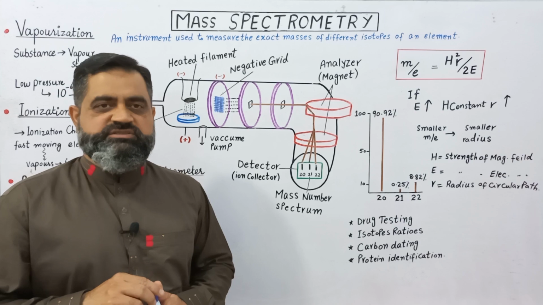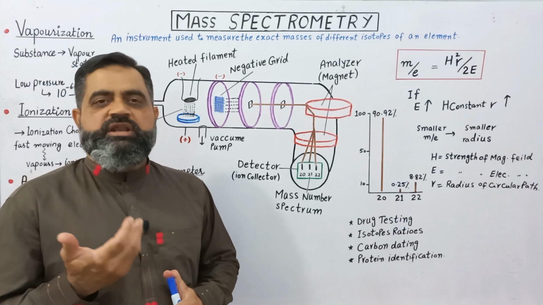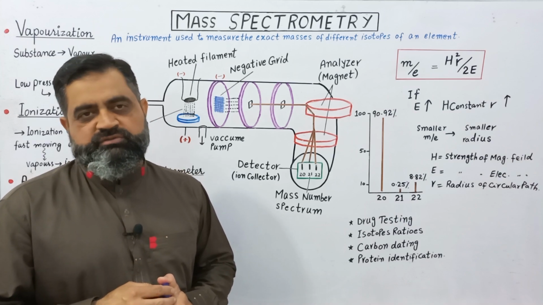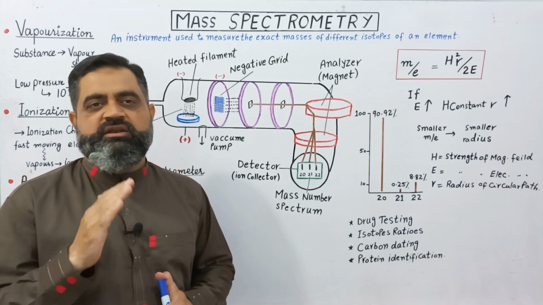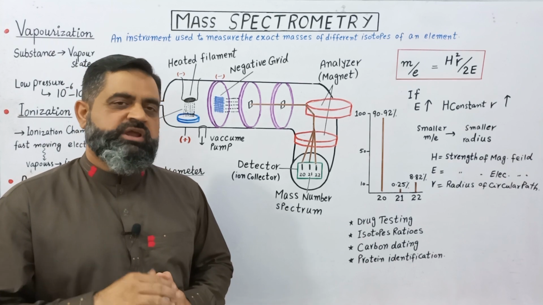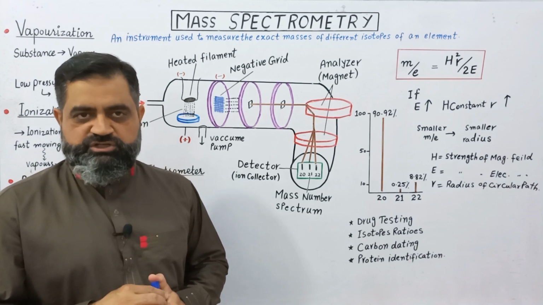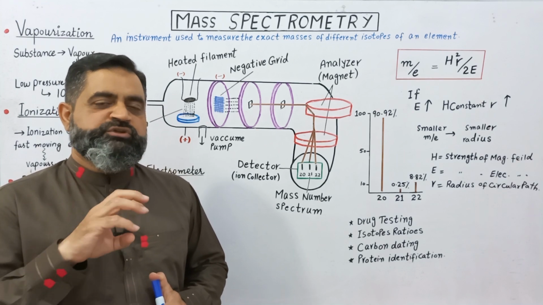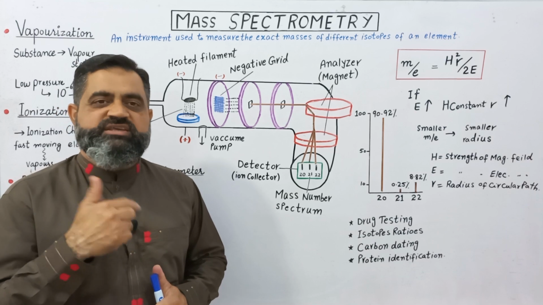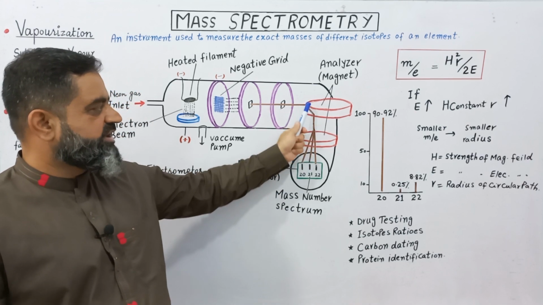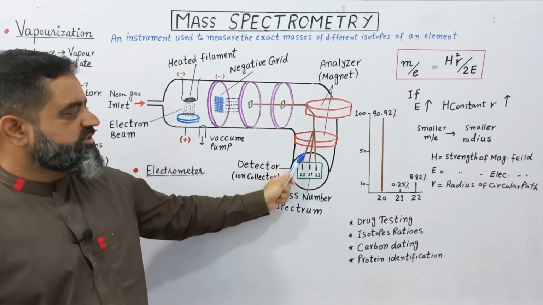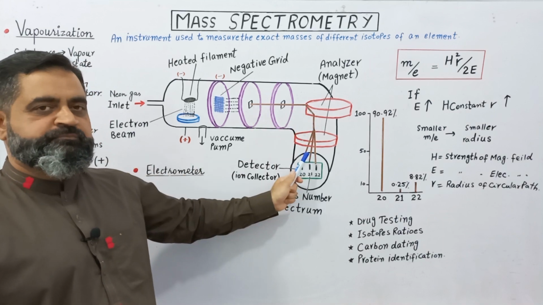These positive ions contain 3 different isotopes of neon, and each type of isotope has its own mass over charge ratio. According to their mass over charge ratio, these positive ions are going to move in a circular path, and there are going to be 3 rays which originate from the central beam.